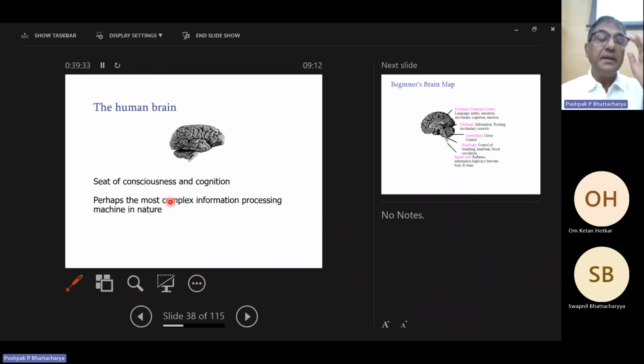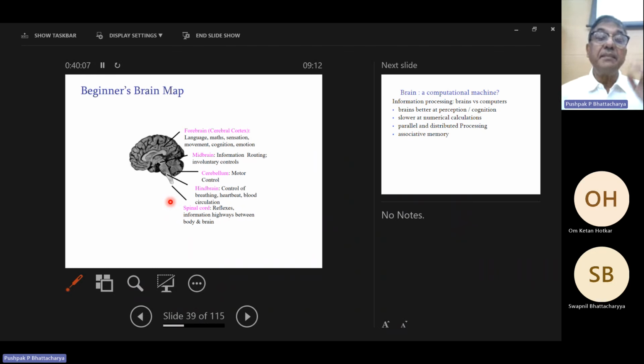Now, the human brain is really the seat of consciousness and cognition, perhaps the most complex information processing machine in nature. Interestingly, this was not the case for a long time. For a long time, it was thought that the seat of consciousness was in the heart, here. So this heart-brain dichotomy was there for a long time. And gradually it became clear that the seat of consciousness and cognition is the brain.